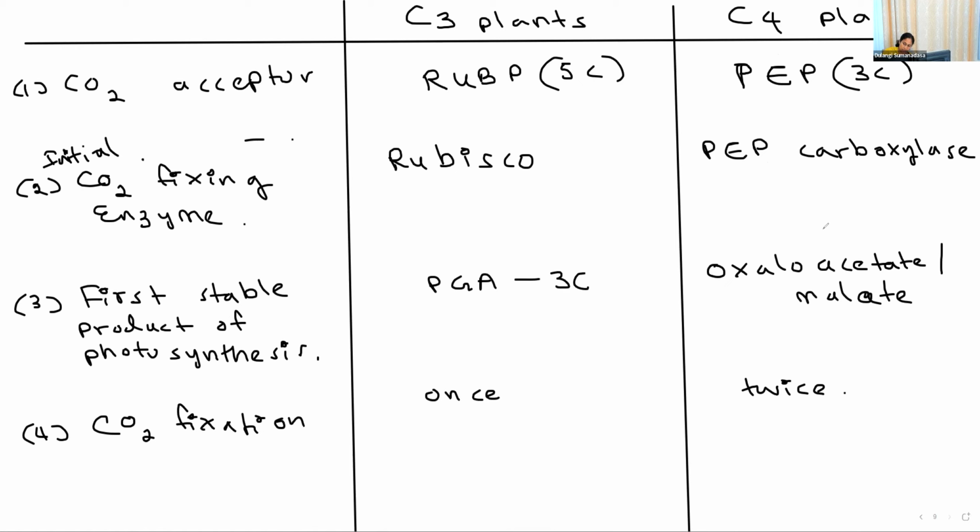Sometimes in multiple choice, I see 4-carbon, they just give both of them. So if you don't have oxaloacetate as the option, go for the malate, because both of them are 4-carbon. Sometimes they say malate because it's the second stable compound. So the C4 means 4-carbon. C3, carbon dioxide fixation once, C4 twice. Are there any questions?